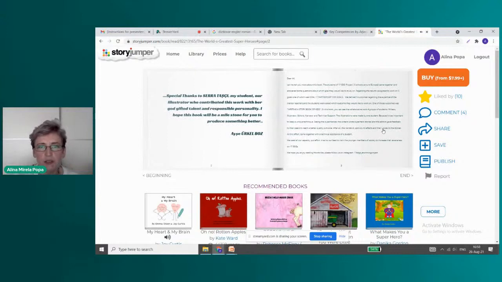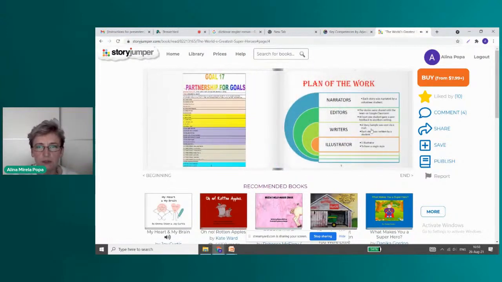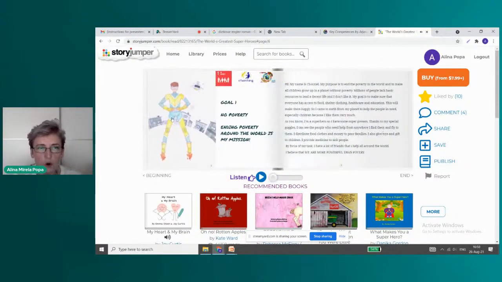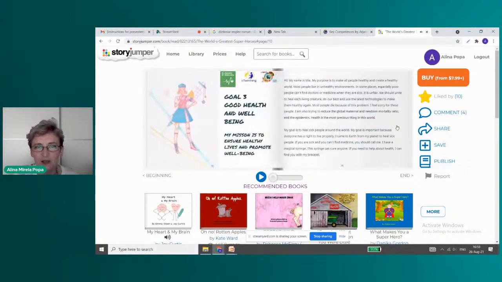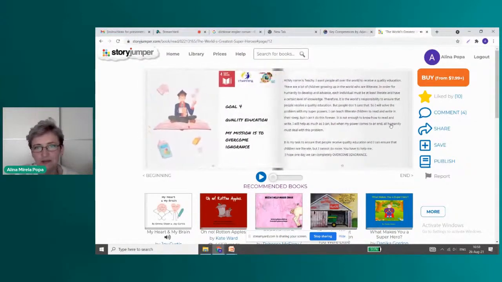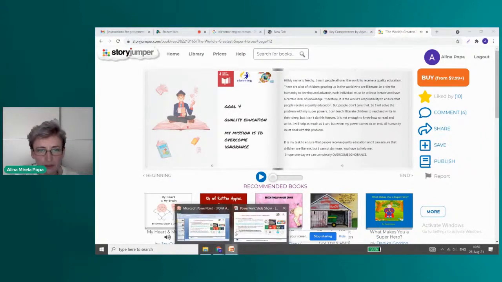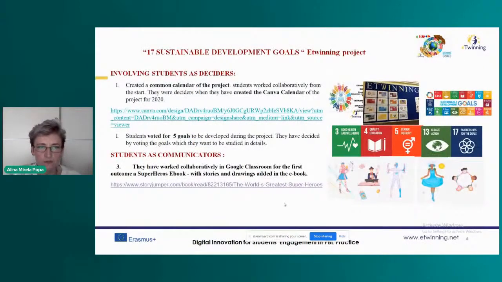filled the pages, and other students drew, and other students came with the idea of the little text, and in a metaphoric way they expressed their critical thinking about each goal. It's a wonderful story here. I'm going further with my slides because I think I'm late.